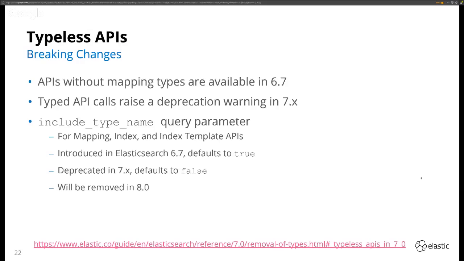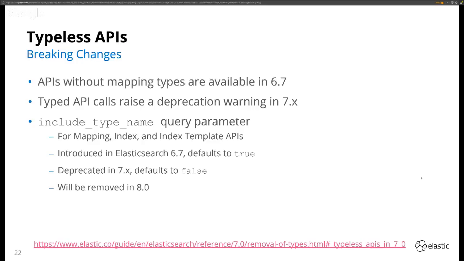So the typeless APIs, if you've been with us since 5.x, you remember that moving into 6, we used to support multiple different mapping types. And in 6.x, we removed that, and now each index can only have a single mapping type. In 7.x, we're moving forward with the phase out of multiple types, and we're introducing typeless APIs. So these APIs allow you to interact with Elasticsearch as if there had never been multiple types in Elasticsearch. We are providing kind of an escape hatch here, which we're calling the include type name query parameter.